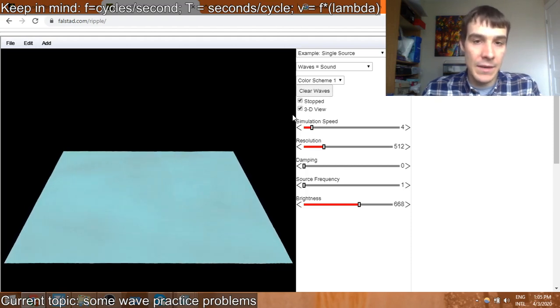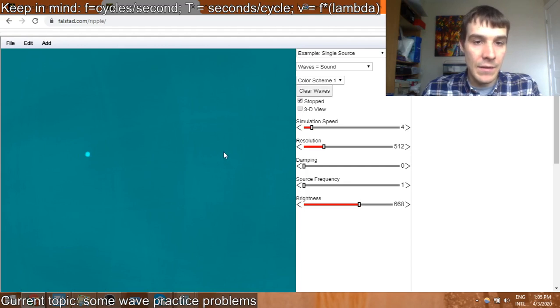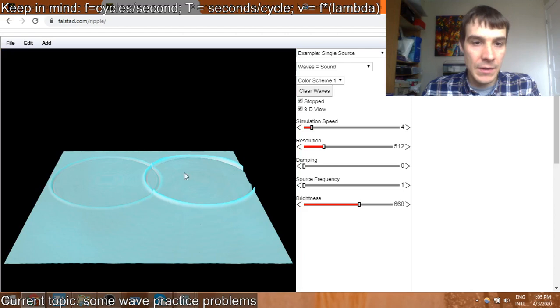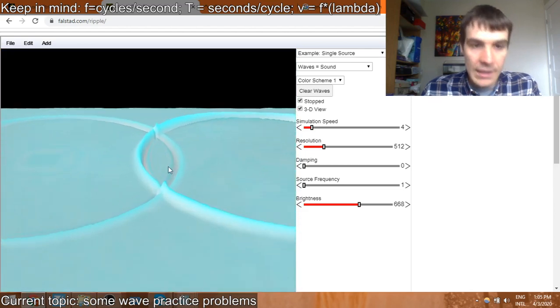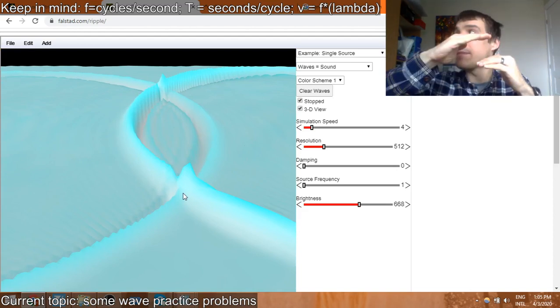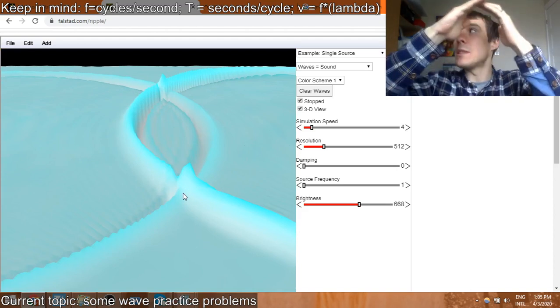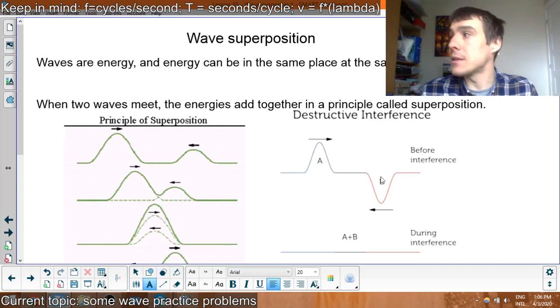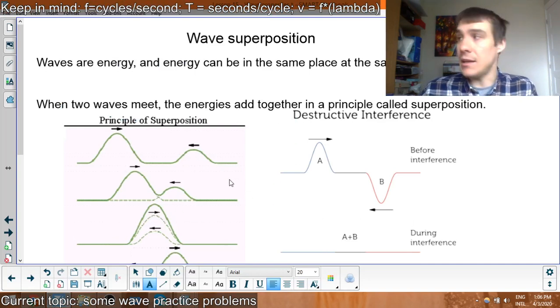But if I let them interact, and I'm going to let them actually interact here, and go to the 3D view. One thing to notice is that right where the energy is stacked up, remember that the energy is related to the displacement. We've got one displacement coming one way, one displacement coming the other way. Both displacements end up stacking up on each other. So that's what interference is going to be about. But that's for Monday. We're going to leave it here with basic wave problems.